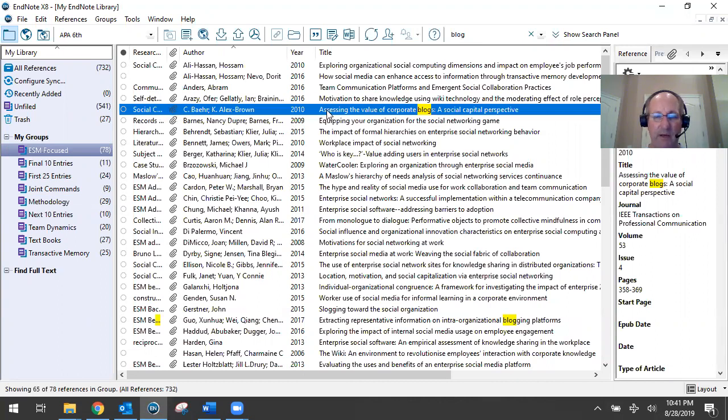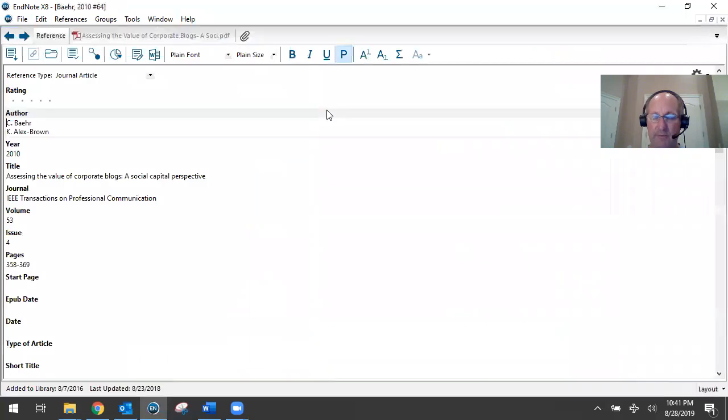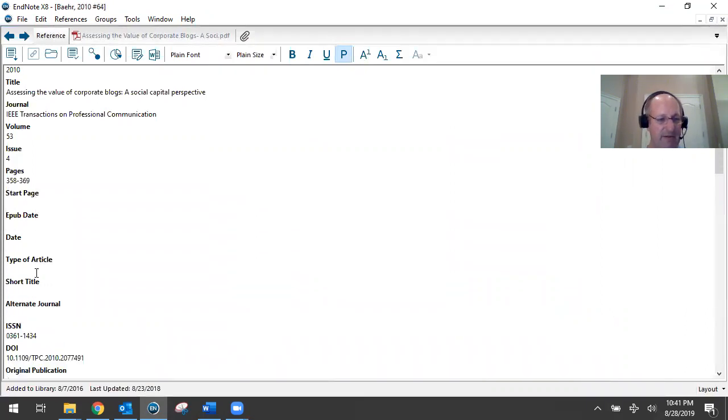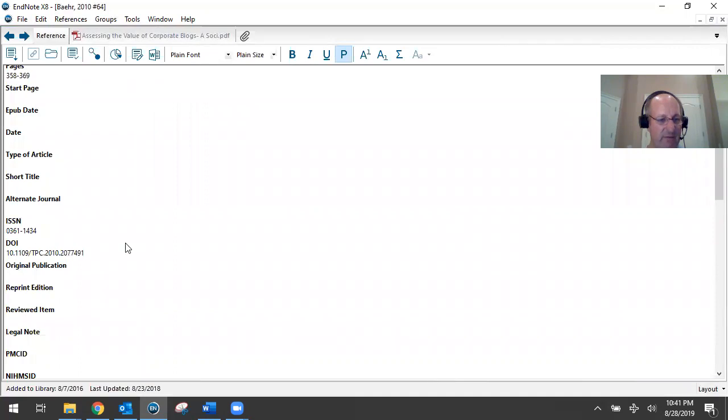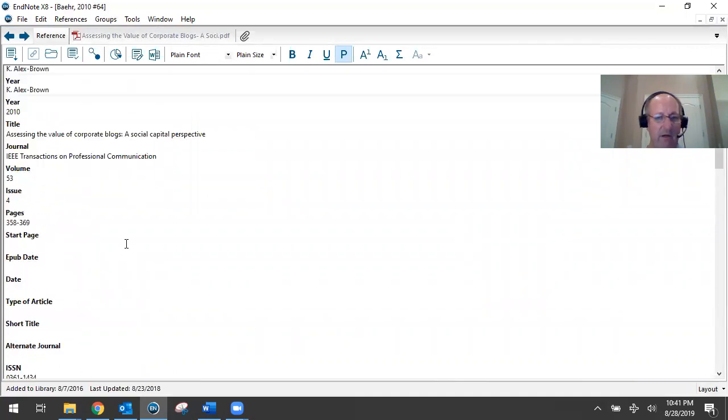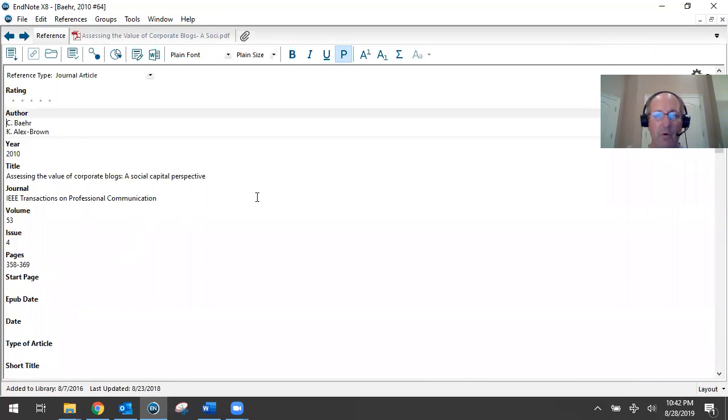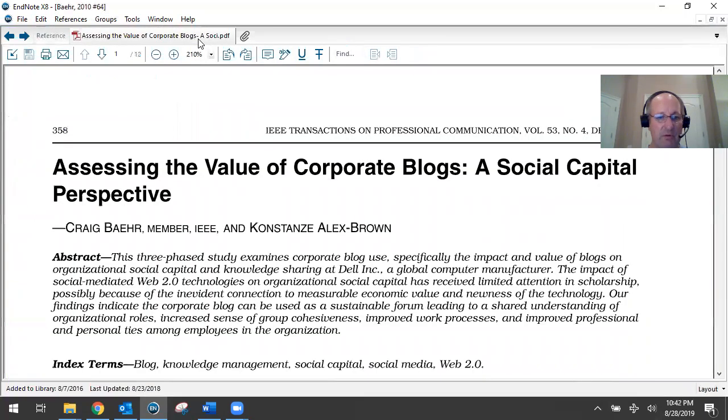We'll go ahead and pull that article up. I double click, and it brings up the details of my reference: the journal, the year, the authors, the pages, all kinds of different information about the reference. Then you see in this tab, this is the PDF. This is the actual article coming from IEEE.